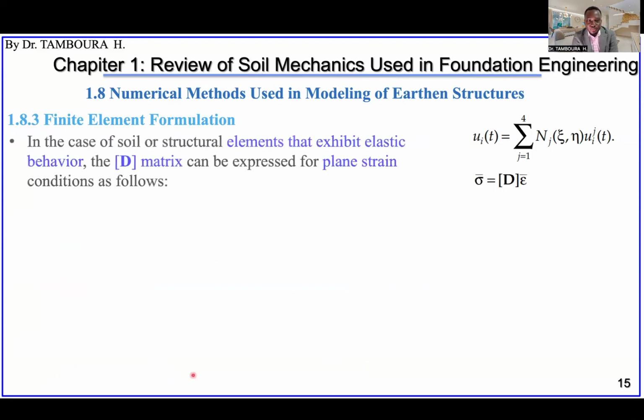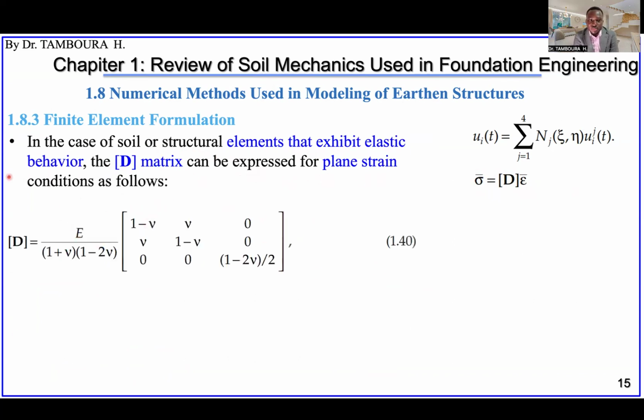And then in the case of soil or a structure element that exhibits elastic behavior, do you remember the D matrix is the matrix that links the stress and strain? It can be expressed for the plane strain condition as follows. This is the D matrix. This is what the software we are using every day uses. This formula is what the software uses. The people who are coding software use this kind of formulation.